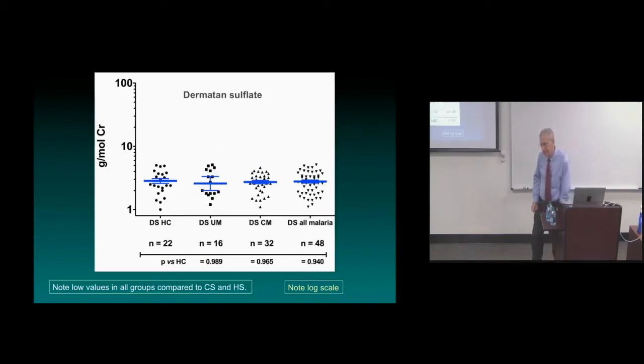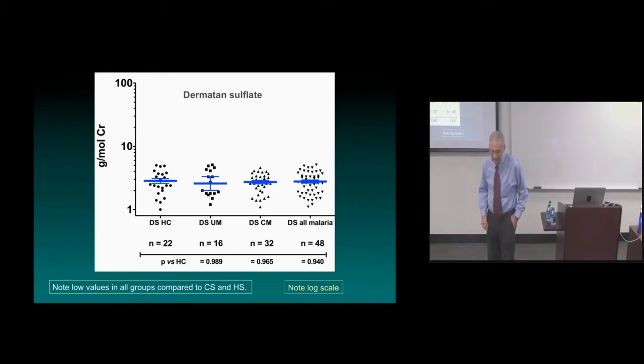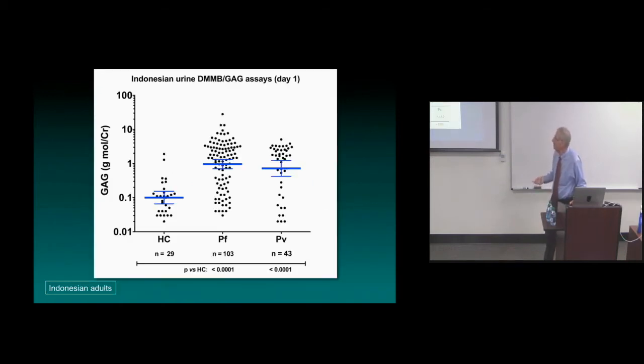Dermatan sulfate's interesting. The glycosaminoglycan content in the glycocalyx in different organs, in different vessels from different organs, is not totally known, but it is known that dermatan sulfate is relatively low in the brain microvasculature. So this kind of fits that it's not disturbed. And then we've also done this in adults, so those are all children's studies. We've done this in adults from Indonesia. This is from Papua. These are urines that correlated with that Journal of Experimental Medicine paper done in 2007. And once again, these are definitely high in patients with malaria.